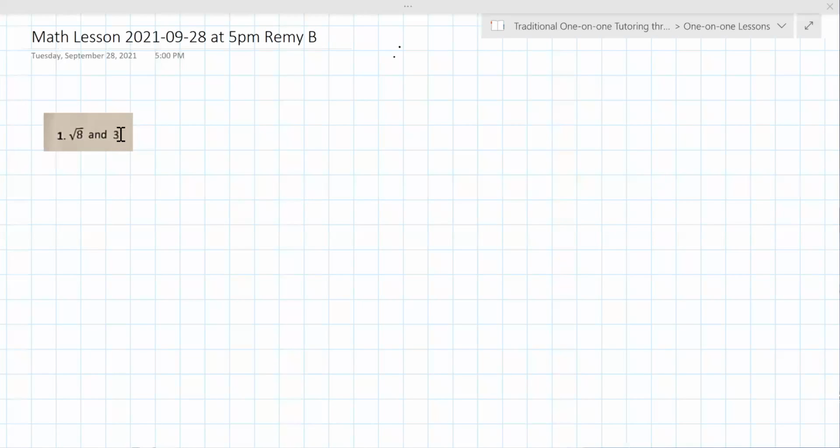The square root of 8 and the number 3. So if you were to draw a number line, here is 0 and here is 1 and here is 2, and everything I've said up until now is true. Okay, just a moment.